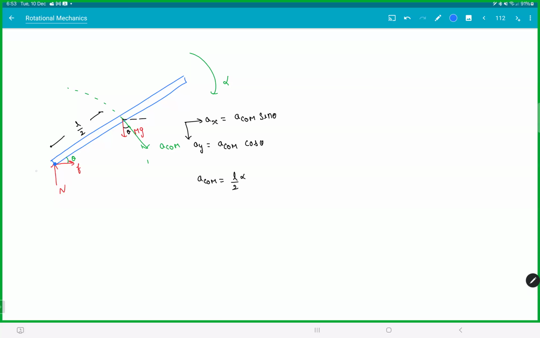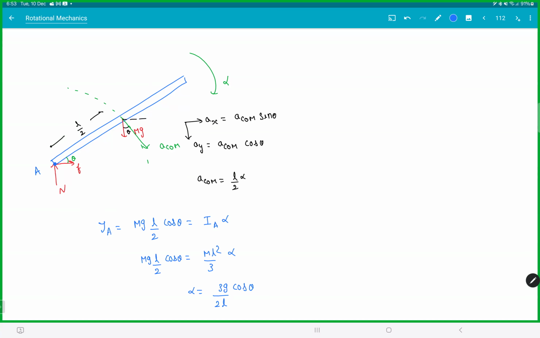Next, I will take the torque about the bottommost point. Why? It is not slipping, so it's an inertial point. Torque about A, only mg's torque will come: mg L by 2 cos theta, the perpendicular distance. That is equal to I about A into alpha. If you take torque about A, I also must be about A. It's a uniform rod, so I is mL square by 3. Alpha is 3g by 2L cos theta.